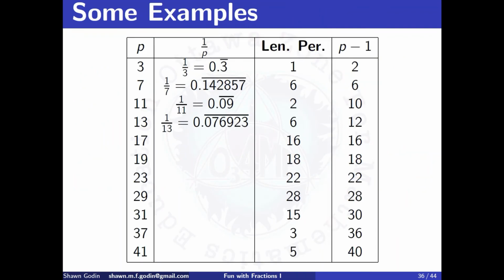So here are some examples. If we look at 1/3, its period length is 1, but 3 minus 1 is 2. The most it could have been is 2, but it was 1. For 1/7, the biggest it could have been was 6, and it actually is 6. For 1/11, it could have been as long as 10, but it was actually 2, which goes into that. So you see some will be divisors of this number, and some will actually be that number itself.